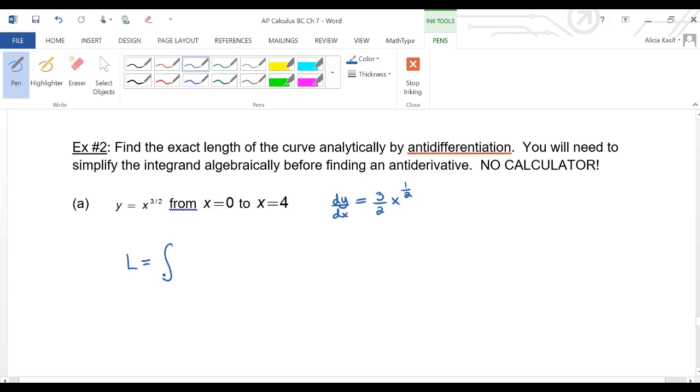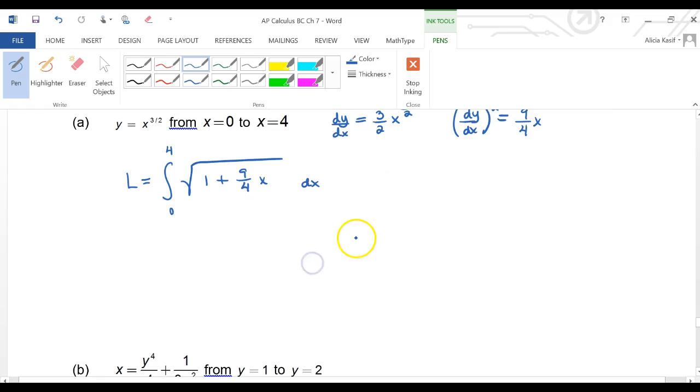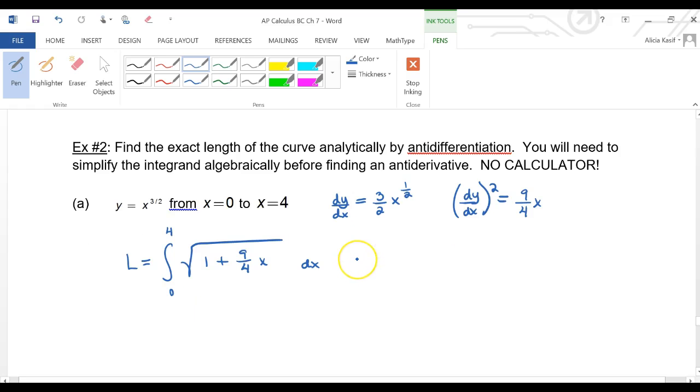So what do we write? What are our bounds? 0 to 4. And then we have the square root of. Now, if it helps, what's dy dx squared? It's 9. So I have 1 plus 9/4 x dx. Yeah, because it's 3 over 2, so that becomes 9 over 4. X to the 1/2, when we square it, it just becomes x to the first, right?